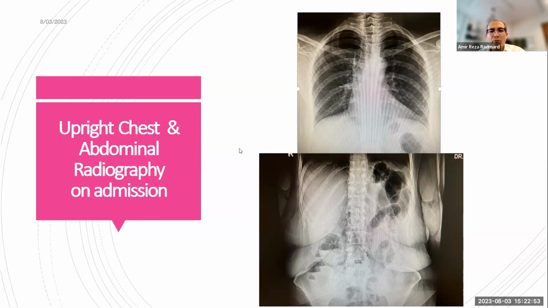Thank you, Dr. Radmehr. You mean that we need just abdominal CT with IV contrast, without oral contrast? Sure. Okay. Yeah, sure. I will discuss it later on. Yes, thank you very much.